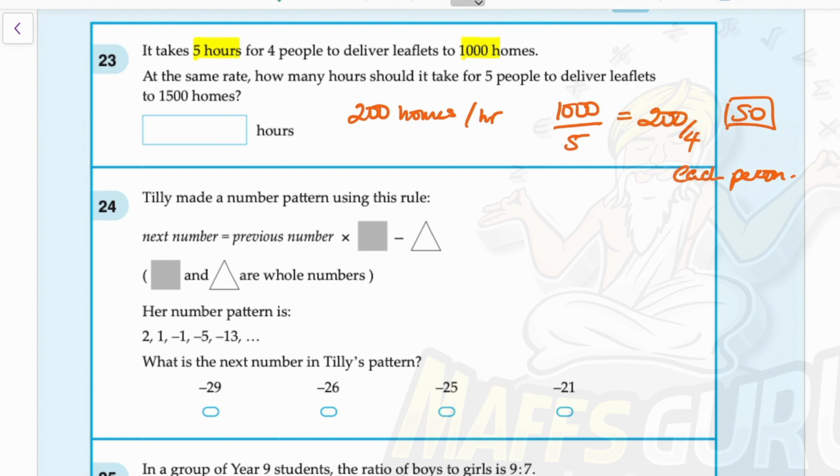At the same rate, how many hours should it take 5 people to deliver leaflets to 1,500 homes? Okay, so 50 per person per hour. So we've got 1,500 homes.